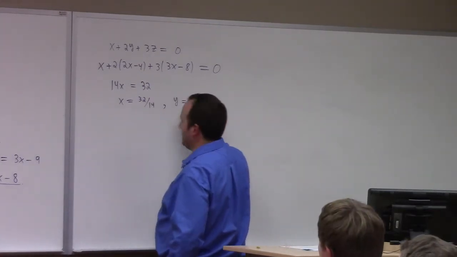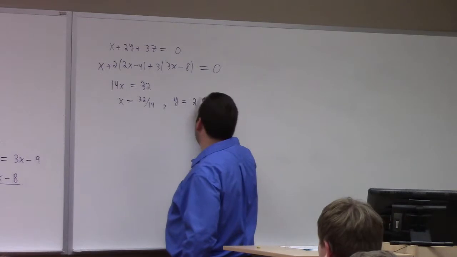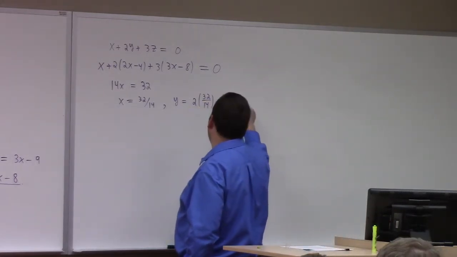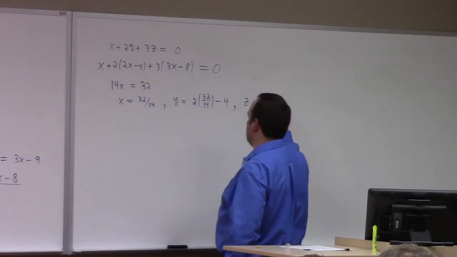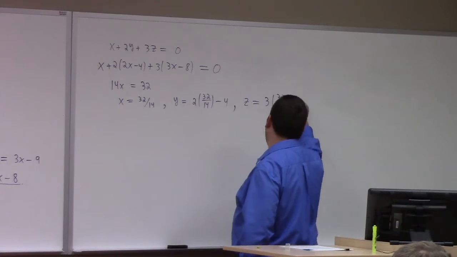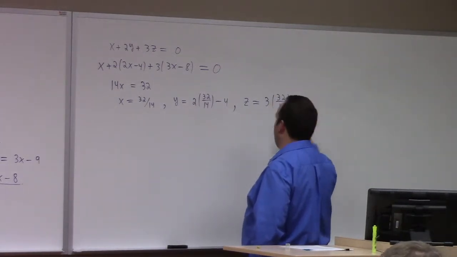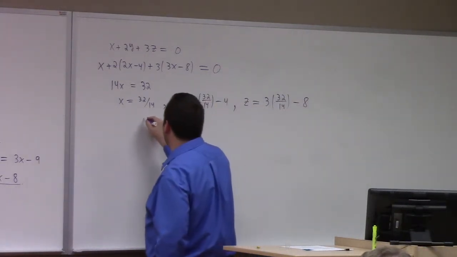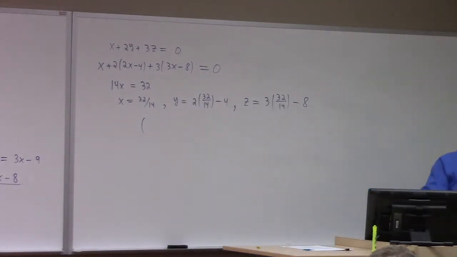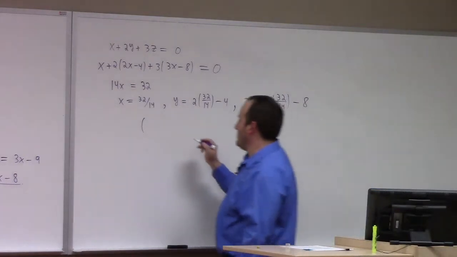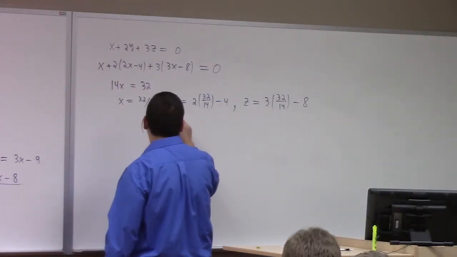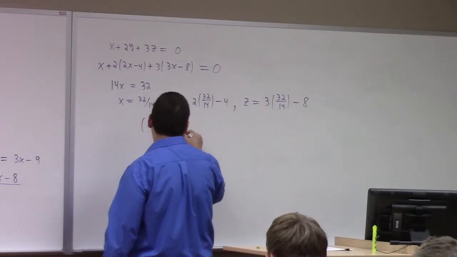Then y is equal to 2 times 32 over 14 minus 4. And z is equal to 3 times 32 over 14 minus 8. So we get what point? 16 over 7. You say what? 4 over 7.